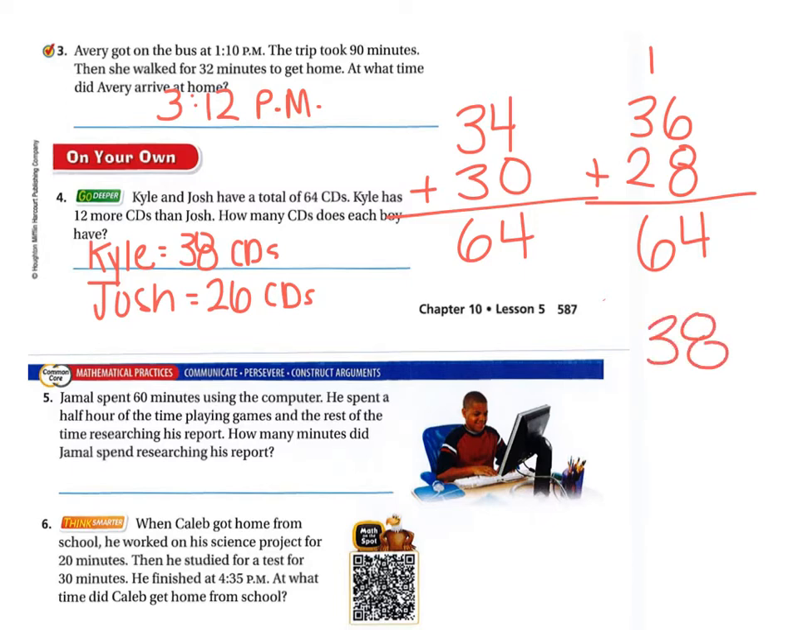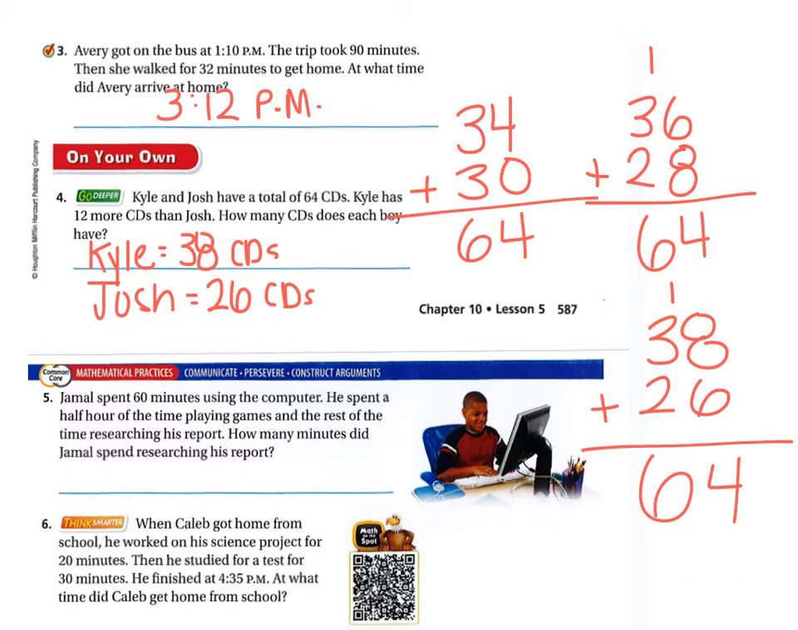When I think in my head, what plus 38 gives me 64? 26 plus 38 gives me 64. So now I can look at these two numbers, 38 and 26. The difference between these two numbers is in fact 12. If you needed to write out that subtraction problem to check, that would have been okay.